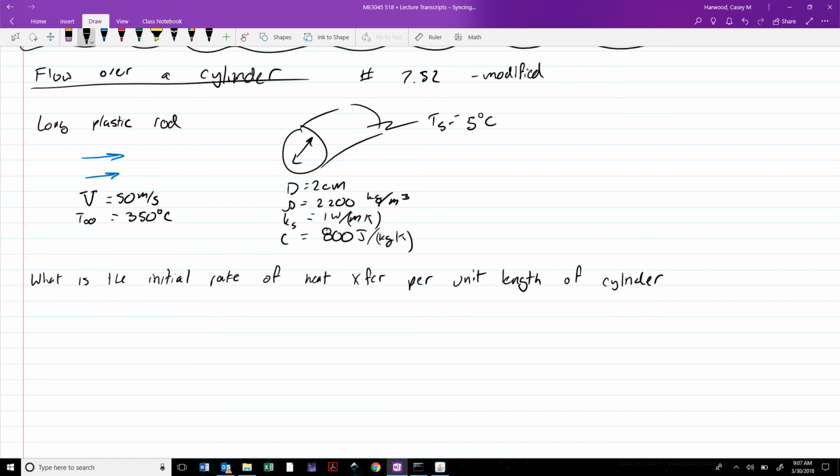Reference temperature. T_f here is going to be equal to (5 plus 350)/2 degrees Celsius, 177 degrees, or 0.5 degrees Celsius, or 450.5 Kelvin. So, for the sake of simplicity, for a case like this, I would just look up properties at 450 Kelvin.